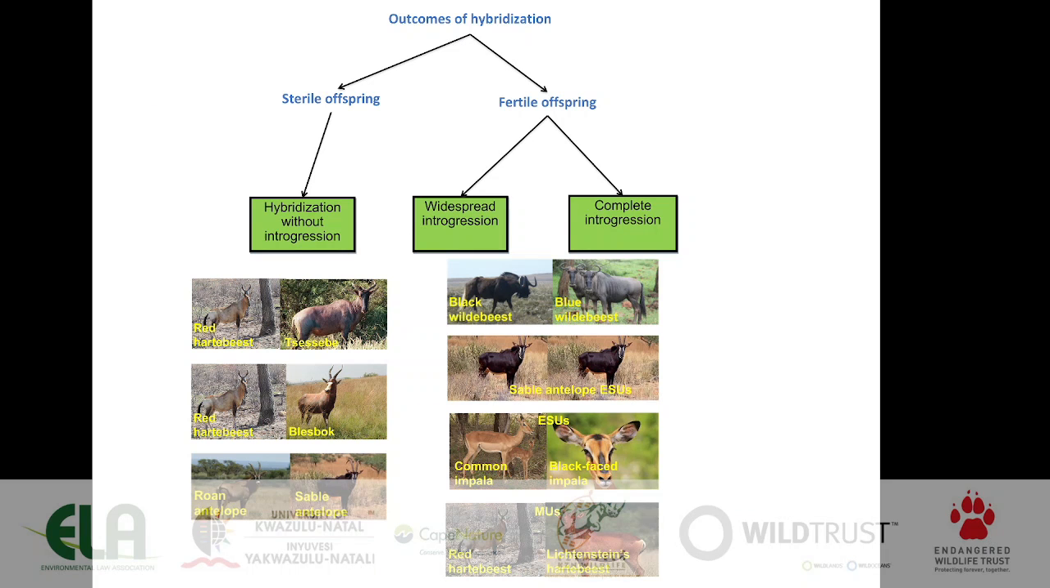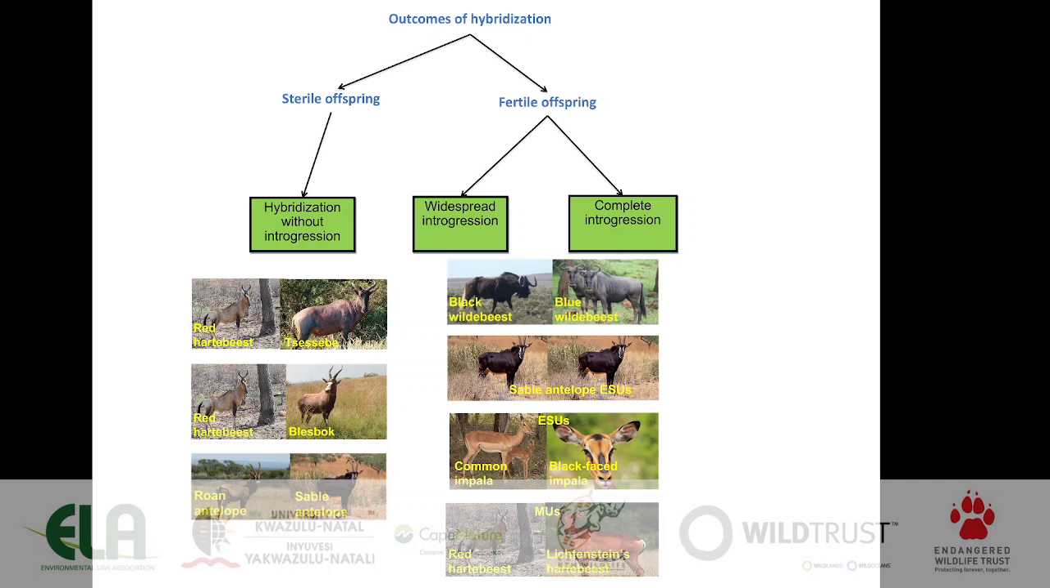So the different outcomes of hybridization for red hartebeest and tsetse, red hartebeest and blesbok, roan antelope and sable antelope all produce sterile offspring, which will not lead to complete integration. However, as explained in the categories of hybridization, it can slow population growth due to wasted reproductive efforts, and it can be problematic if a threatened species is caught up in hybrid mating with a more common species.